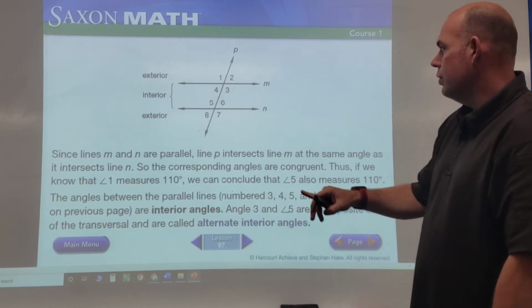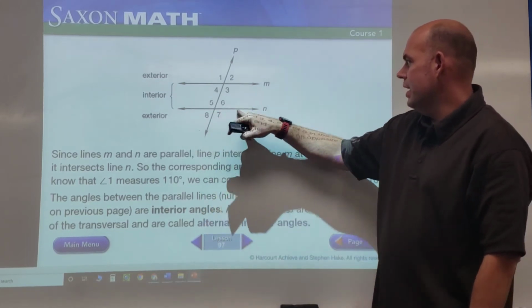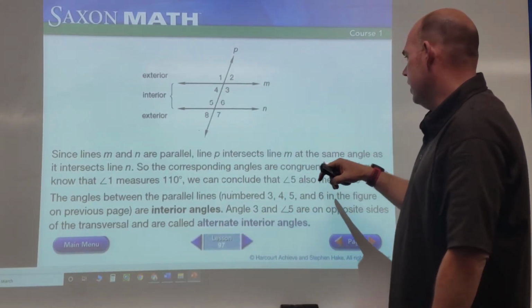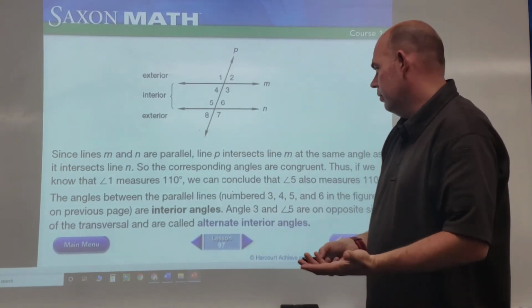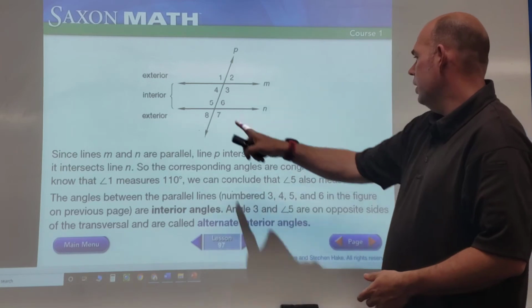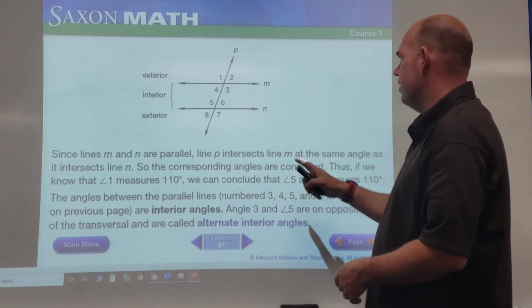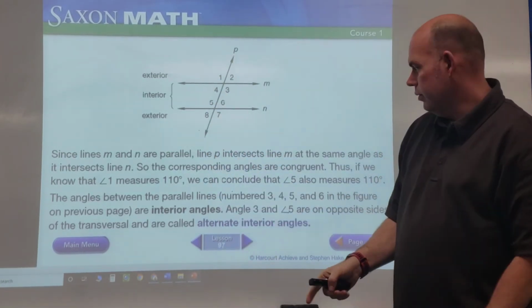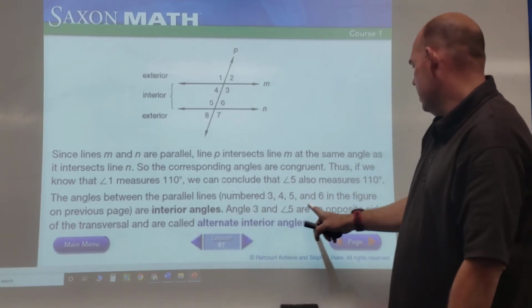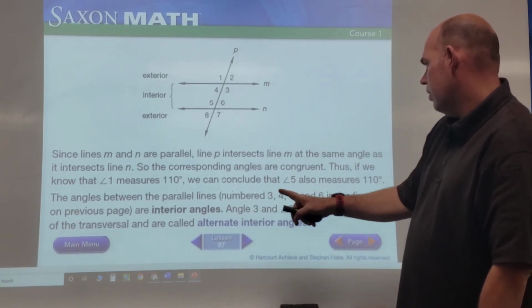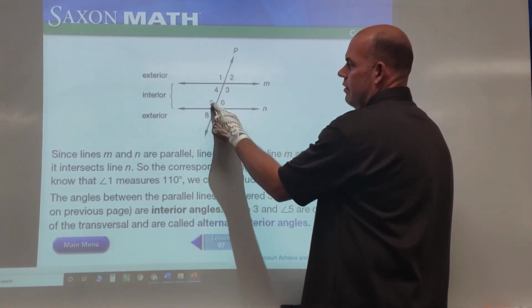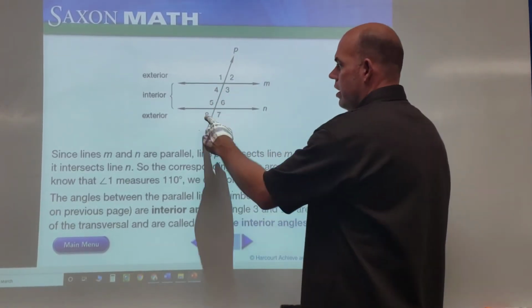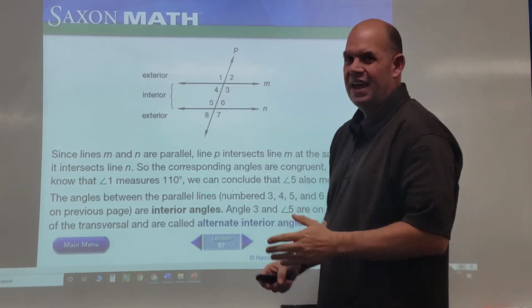Okay. So now, since lines M and N are parallel and P intersects them at the same angle, we can figure out all the different things. So if 1 equals 110, we know that 5 equals 110. We've already gone through this. The interior angles are the angles between the parallel lines. So these 3, 4, 5, and 6 are all interior angles. 7, 8, 1, and 2 are all exterior angles.